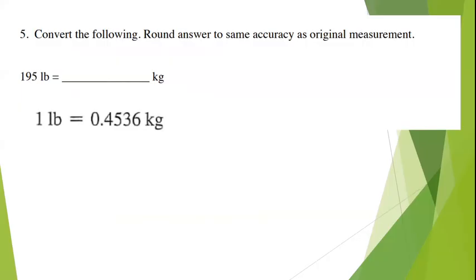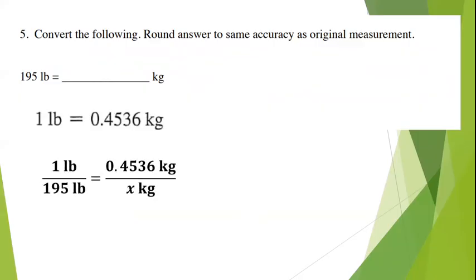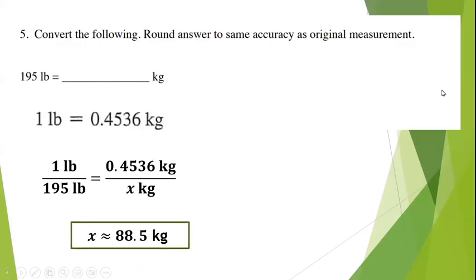Using our conversion chart, we find that 1 pound is equal to 0.4536 kilograms. Setting up our proportion, I'm keeping pounds on the left, kilograms on the right. I'm trying to find how many kilograms are in 195 pounds. Cross multiplying and dividing, I find that we get about 88.5 kilograms. And again, rounded so that our answer has the same number of significant digits, 3, as the original. So there's our final answer.